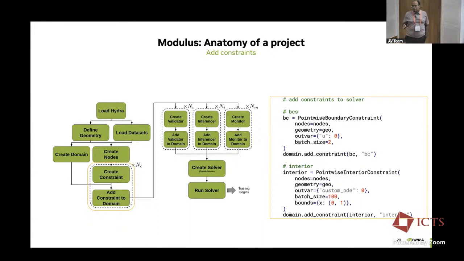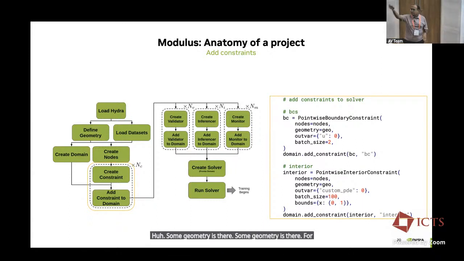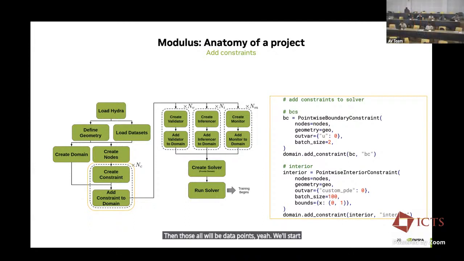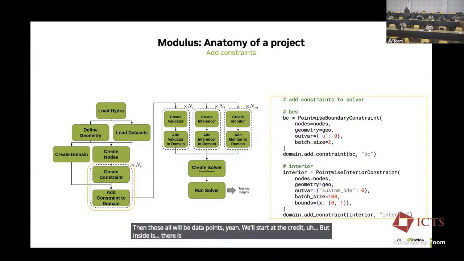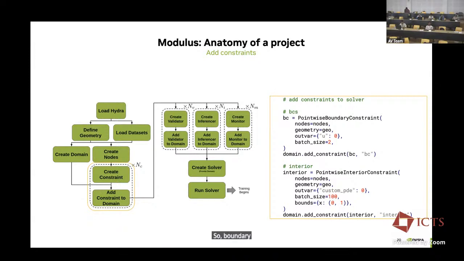If some geometry is there, for example these steps, then those will all be data points. That will be gridded. But inside there is no discretization involved, no? So at the boundary places you are gridding it, but inside there is no grid.